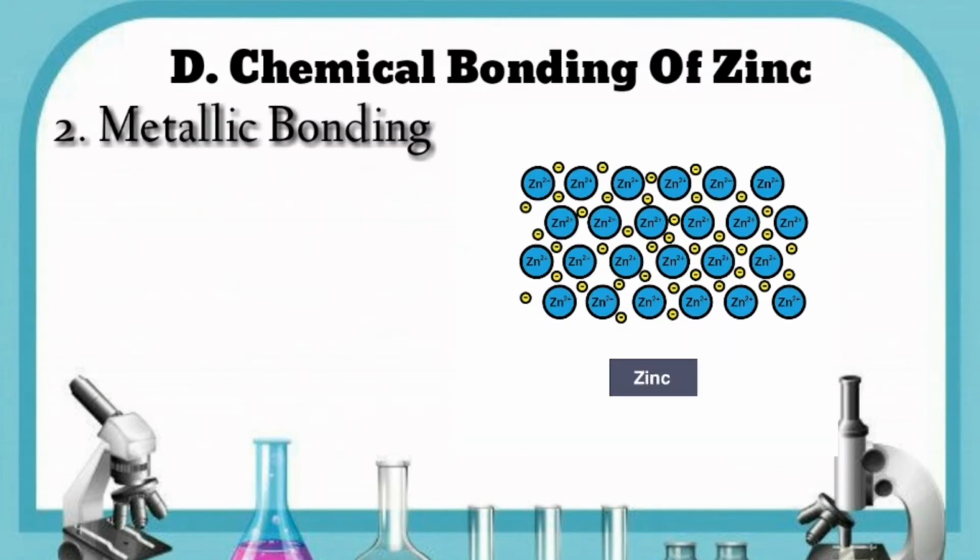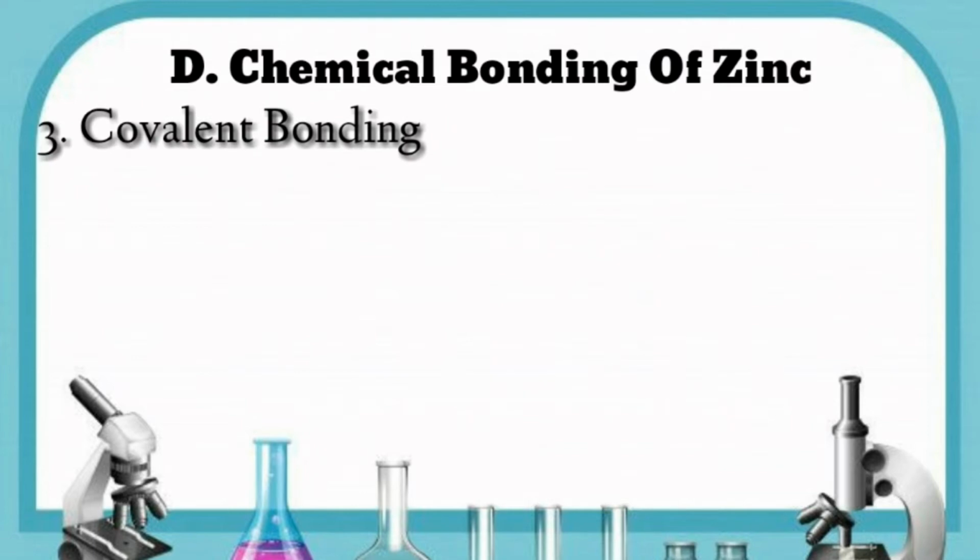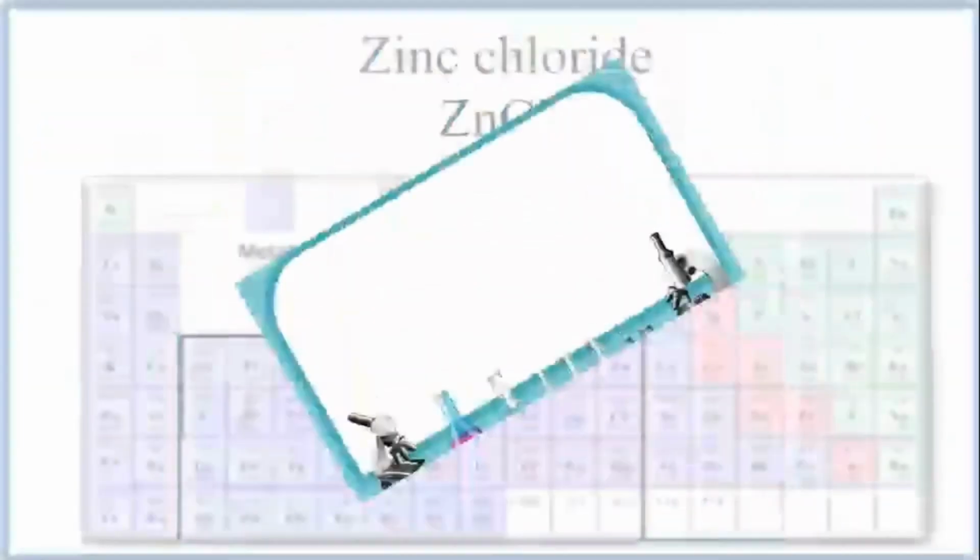Next is metallic bond. Metal bonds are chemical bonds that are formed as a result of sharing valence electrons between metal atoms. Metal bonds are the main force that hold metal atoms together. Metal bonds are a result of the positive charge attraction of the metal and the negative charge of free moving electrons. As we know that zinc is a metal, then why does zinc form covalent bonds? Let's look at the following video.